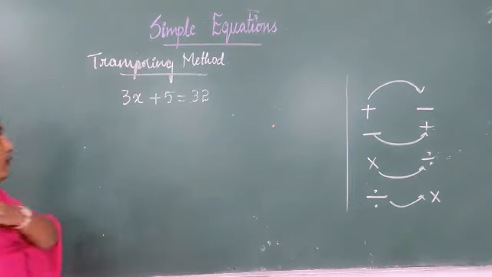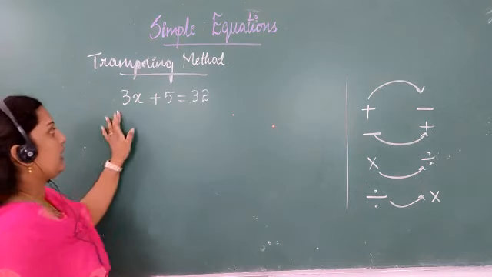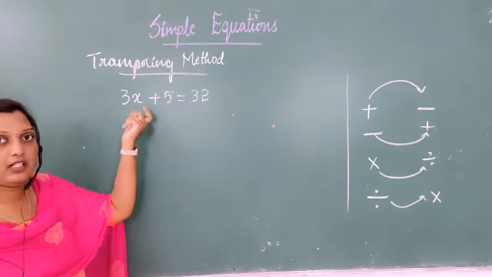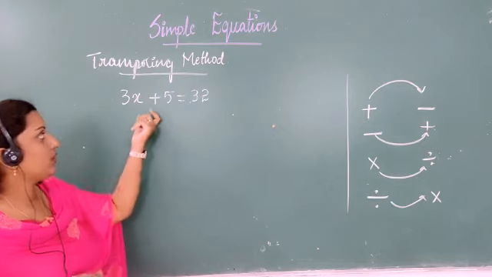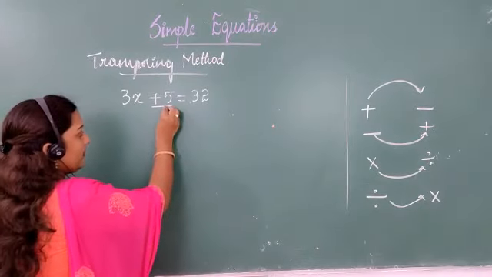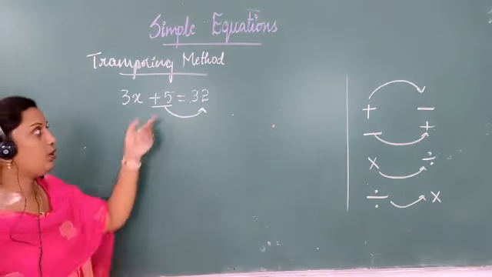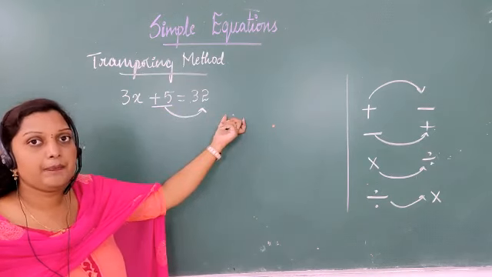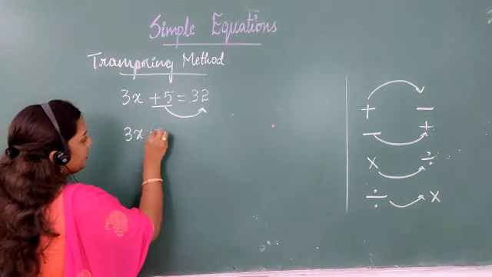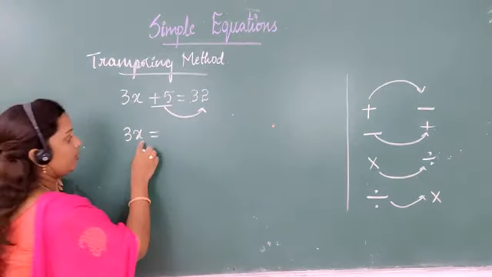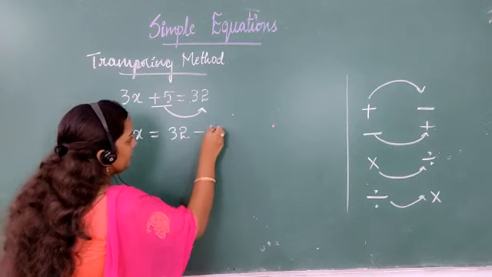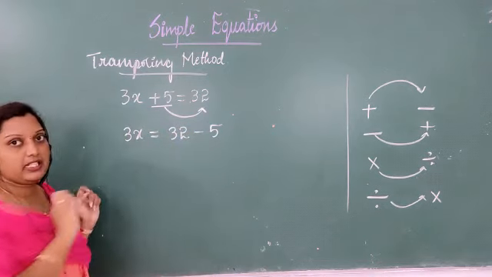Okay. Now we will see how to transpose here. First we have 3x plus 5 is equals to 32. So here which is the variable? X is the variable. This value you have to find out. So we have here plus 5 as a constant. So if you transpose this plus 5 to the other side, what does plus 5 become when it transfers to the next side? It becomes minus 5, right? So you will get only 3x is equals to 32 minus 5. Plus 5 becomes minus 5.